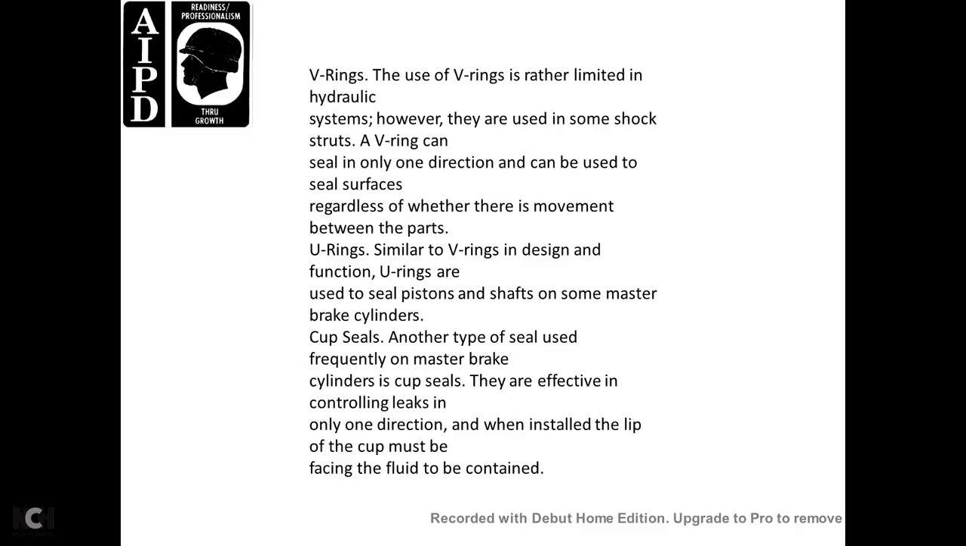V-ring. The use of the V-ring is rather limited in the hydraulic system. However, it is used in some shocks and struts. The V-ring seals in only one direction and can be used to seal surfaces regardless of whether there is movement between the parts. U-rings. The U-ring is similar to the V-ring and is designed to function the same way. U-rings are used to seal pistons and shafts on some master brake cylinders.